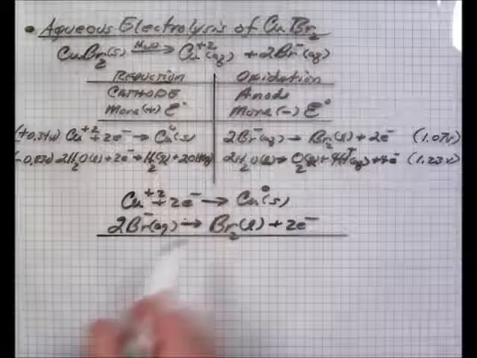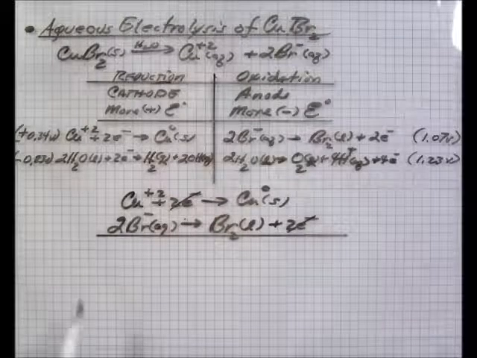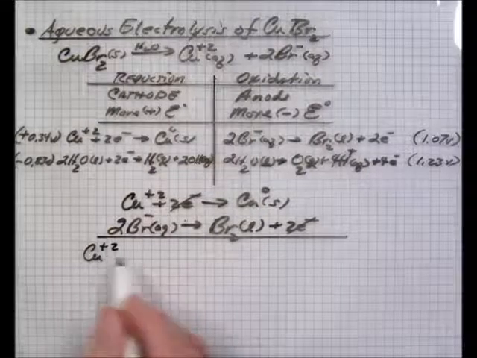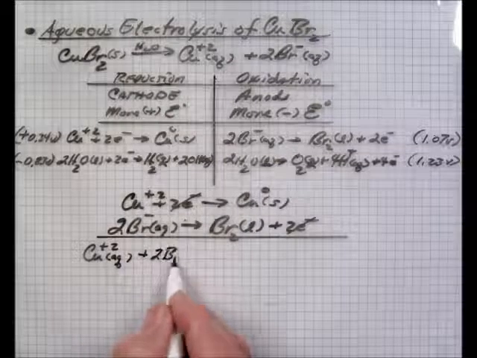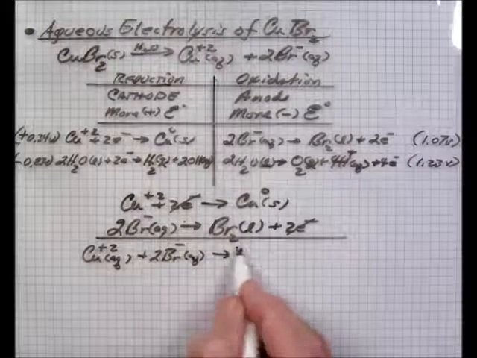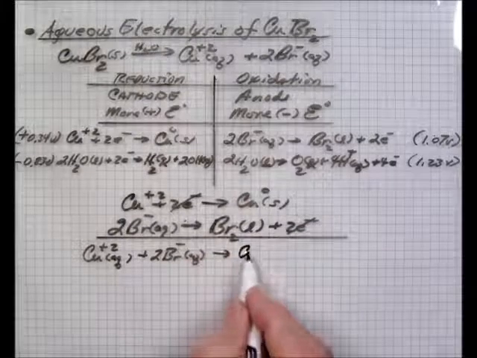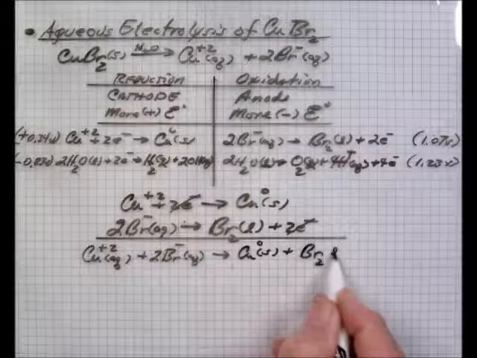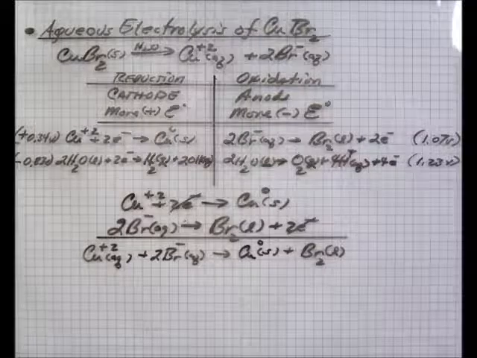The charge balance is 2 electrons, so now we can add them together, and we have copper plus 2 aqueous, if you put states in, plus 2 bromides aqueous will go to bromine. I'll put the copper first. Copper plus the bromine as liquid. And so now you have the net reaction for that one.